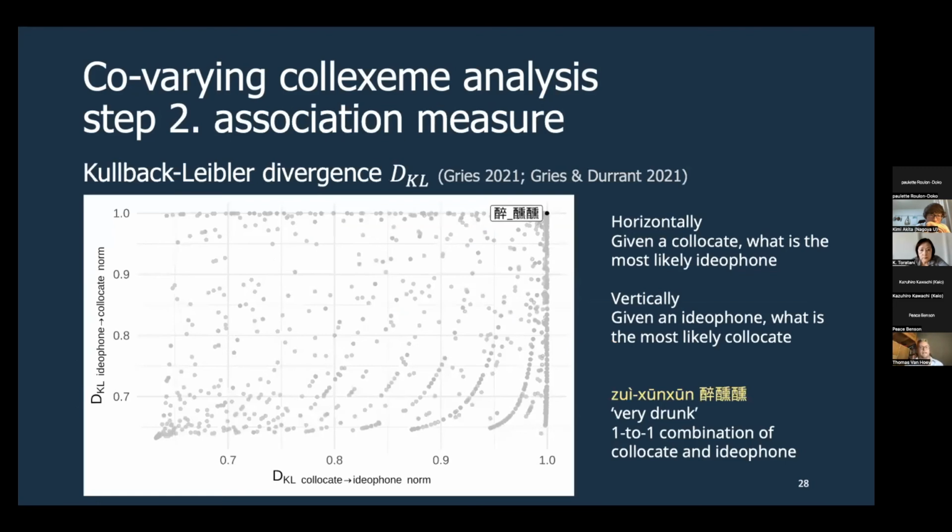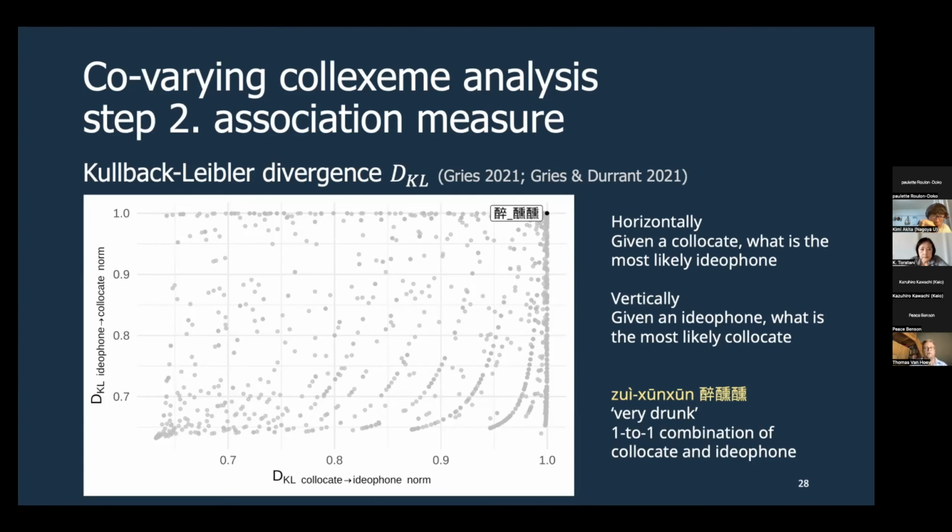But the main idea is you get this kind of plot where each dot represents a combination of an idiophone and a collocate. And remember, Zui Xunxun, to be very drunk. It was predicted that that was a one-on-one relationship. So that means that when I type in Zui, I would only find Zui Xunxun. When I type in Xunxun, I would only find Zui Xunxun. And that's exactly what we find. So that's a good sign.